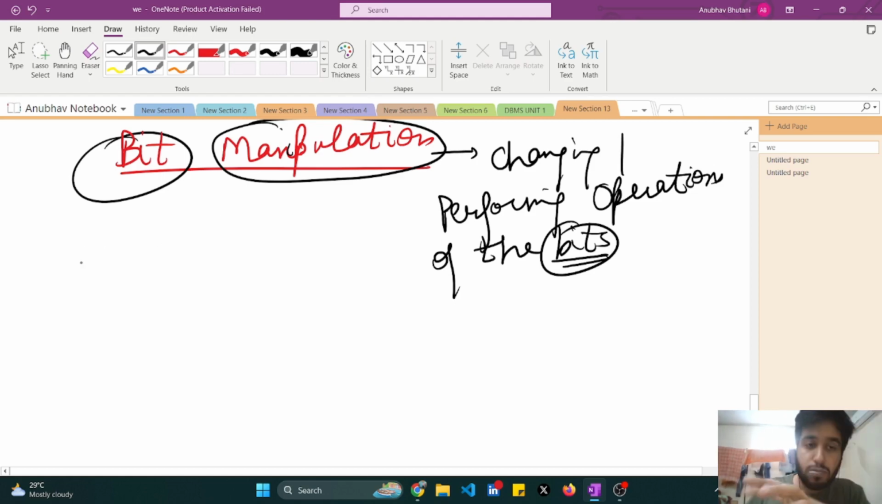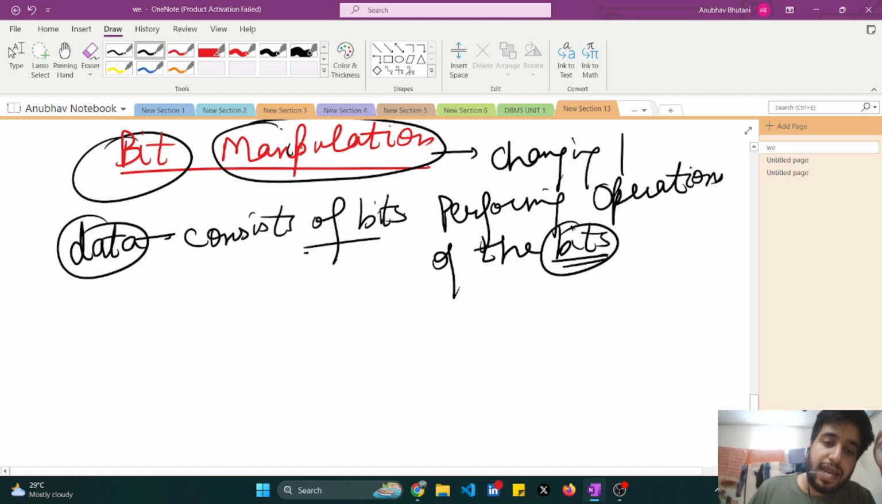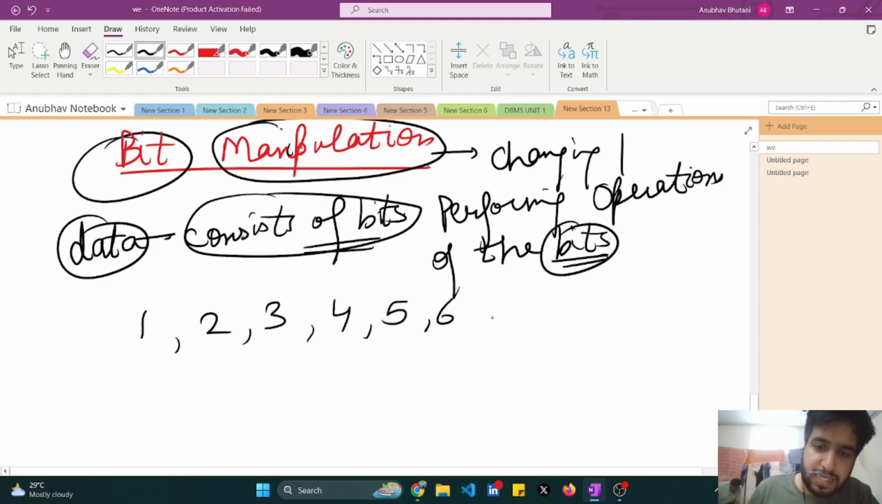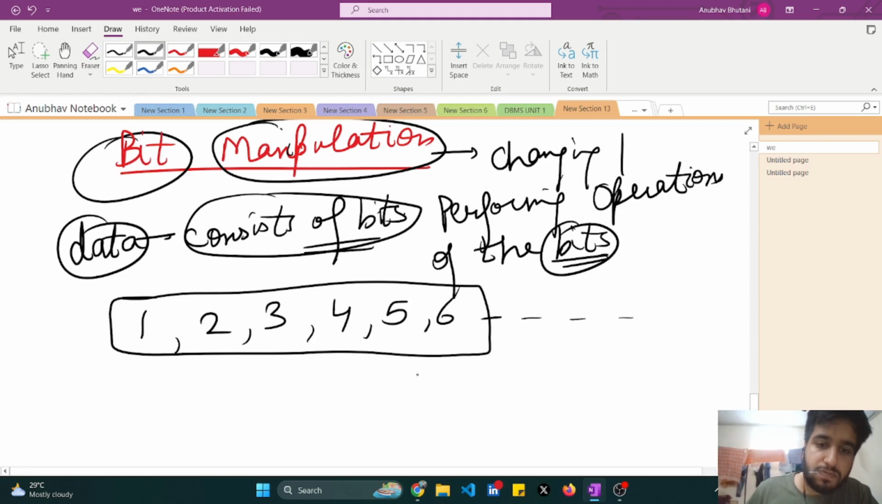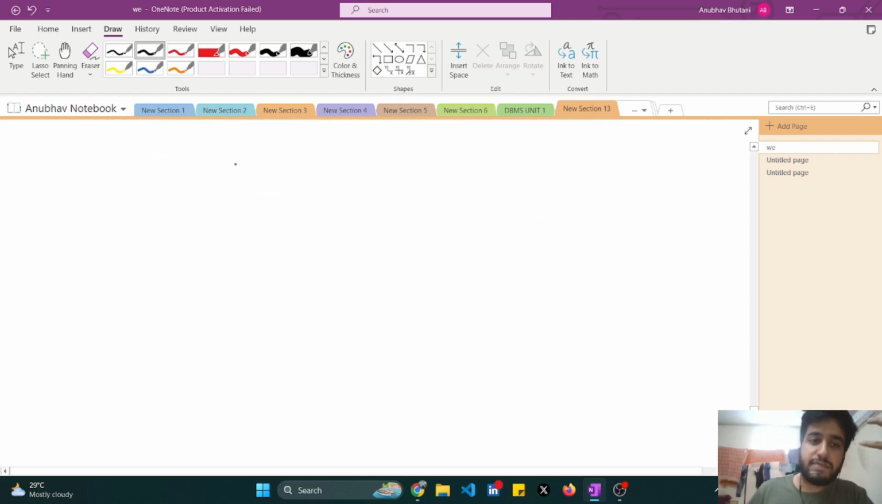Suppose I told you that every data consists of bits. Numbers like 1, 2, 3, 4, 5, 6, and so on are also composed of bits. So these numbers can also be represented in bits, and I could easily convert these numbers to bits.